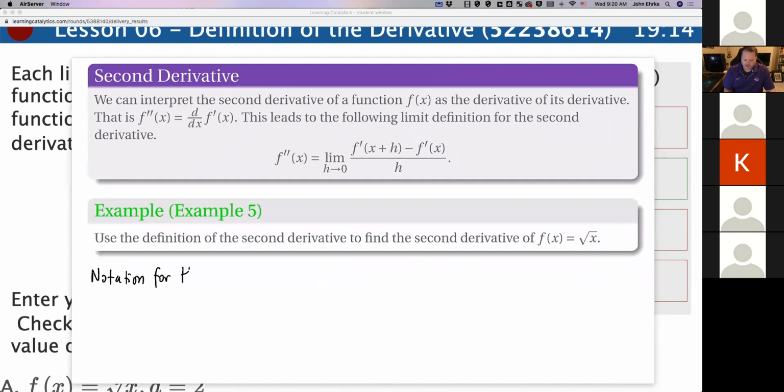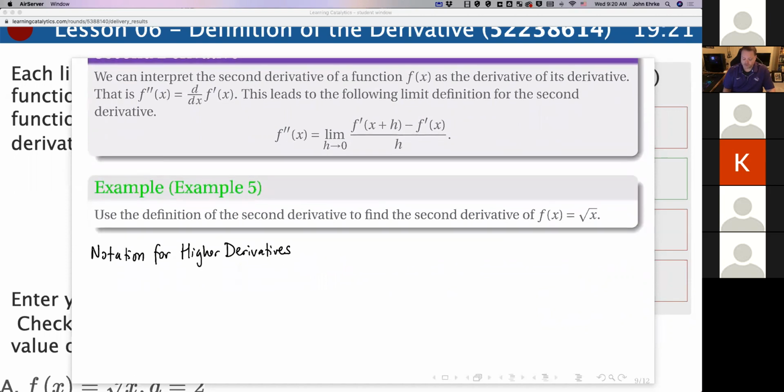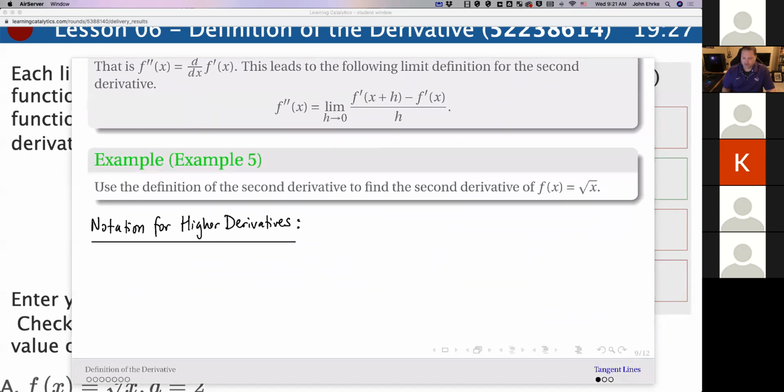So this is notation for higher derivatives, because it turns out you can take more than just 2. You can take as many derivatives as you want. Some functions have derivatives of all orders. So if you recall from class on Monday, we talked about 2 different notations for the derivative.